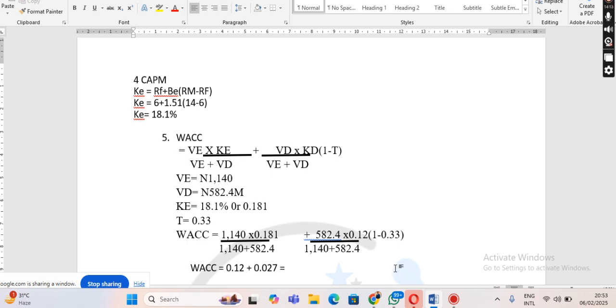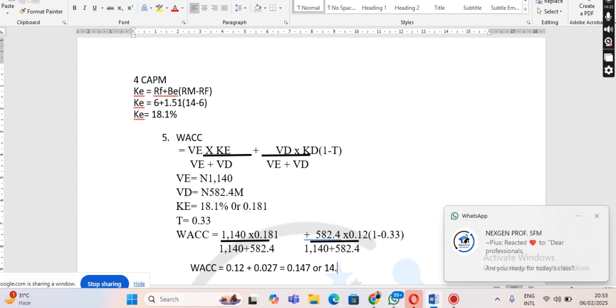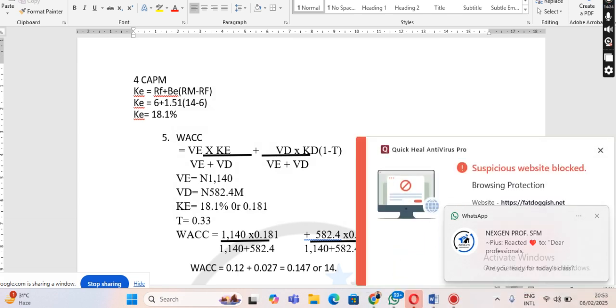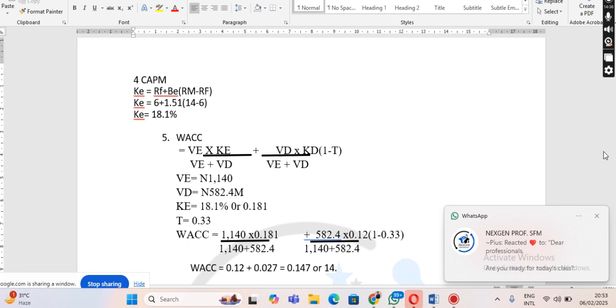Should I calculate this thing? No, we have 0.147. That's 14.7. Right? 14.7. Okay. Is this 14.7%?